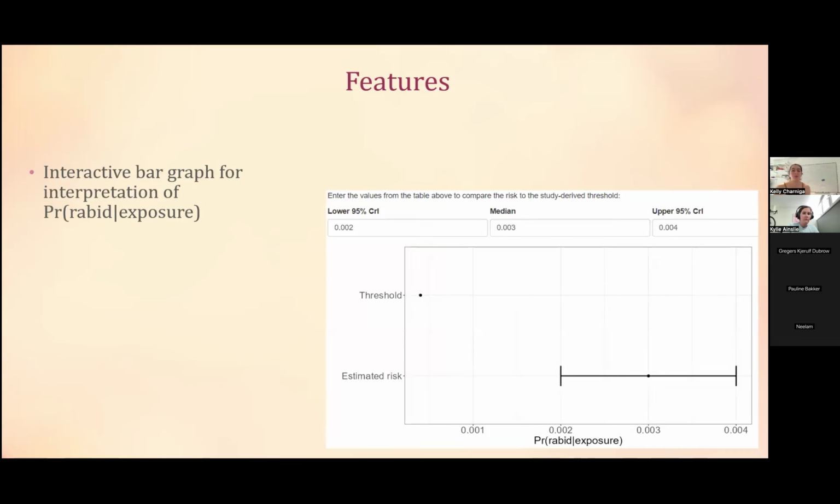And then for the first tab, I wanted to have an interactive bar graph to help with the interpretation. In this plot, you can see the threshold, which was estimated from the survey I did of all those state public health veterinarians. Then you could take the estimate from the data set that you filter down and put it in the right boxes, and visually see whether the risk of the exposure was higher or lower than the threshold, or at the same point as the threshold. The interpretation being, if the estimated risk is higher than the threshold, someone should get PEP. If it overlaps with the threshold, you might consider it. And if it's lower, it may not be recommended.